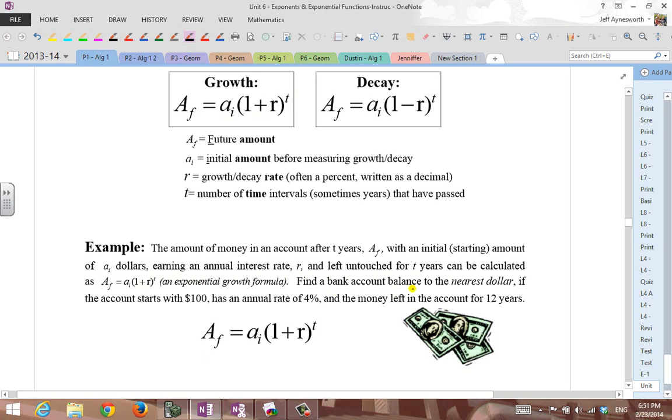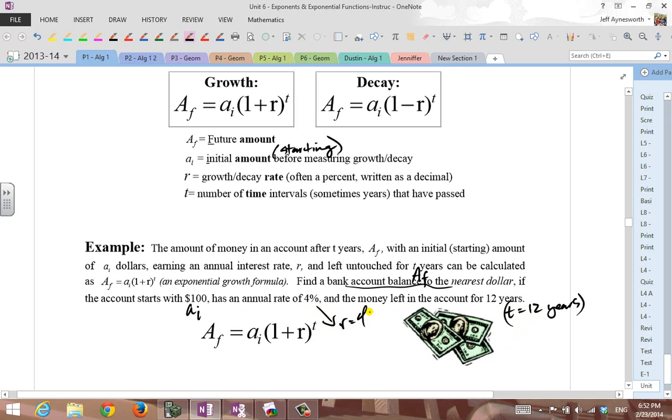Find the bank account balance to the nearest dollar. Okay, find the bank account balance. That's the future amount right here. If the account starts at $100, that's the initial starting amount, that has an annual rate of 4%, and if it's left in there for t years, so t is equal to 12 here. All right, so t is equal to 12 years.